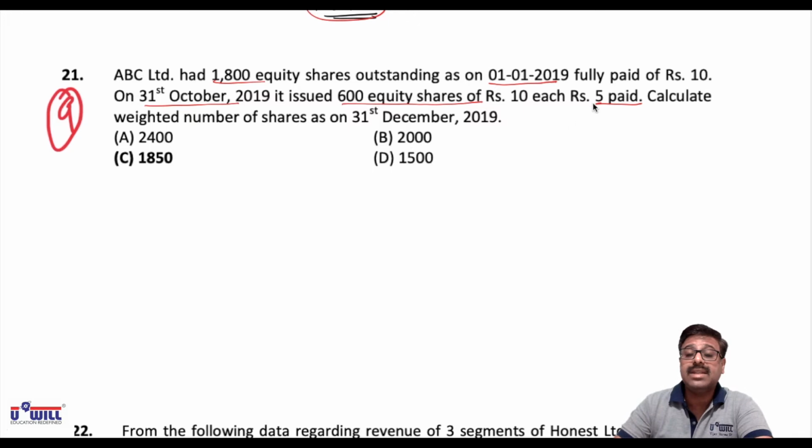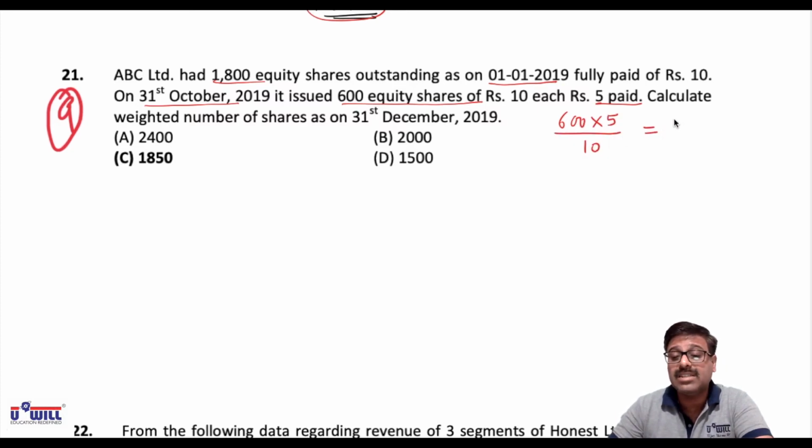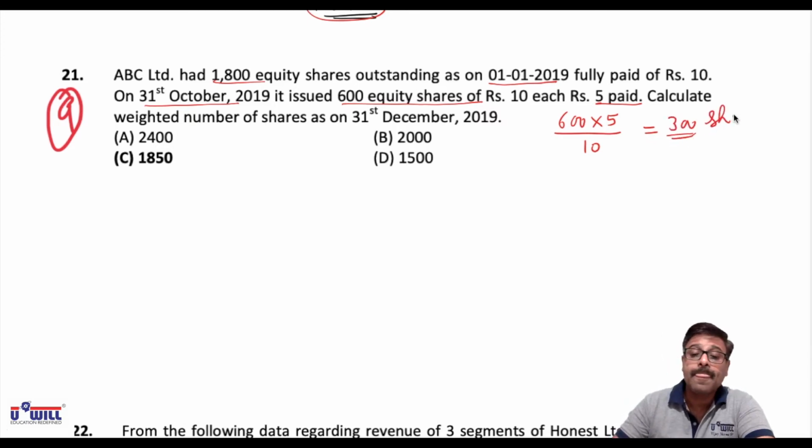So we have discussed when there are partly paid shares, we will take how many shares? 600 shares into 5 paid up means their value will be 3000. If they are fully paid up, as in 10 rupees divided by face value 10, then we will take them equal to 300 shares only. Those 600 equity shares are there, but when we solve, we will take them equal to 300 shares fully paid up, because these are partly paid up. So 600 into 5, 3000 rupees paid up. If they were fully paid up 10 rupees, then they would have been equal to 300 shares.